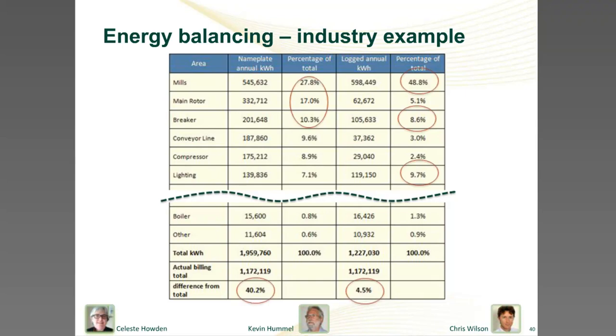It also shows that the logging data has a much closer alignment to what the actual bills showed. There's a 40% difference in the estimates from the nameplating, so that's quite a big difference. The other benefit is that it shows us much more accurately where we can focus our energy efficiency initiatives. For this particular company, those top 4 activities, the millings and the main rotors, the breakers and the conveyor line, were all being considered for replacement.